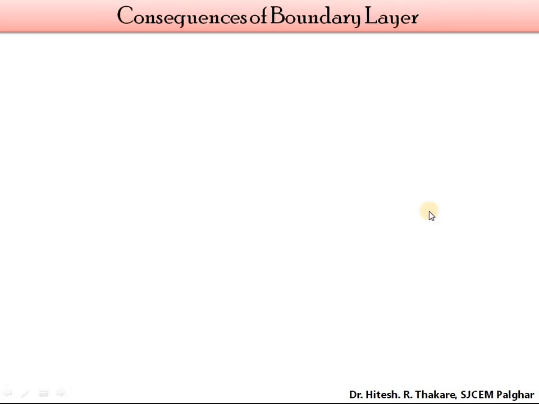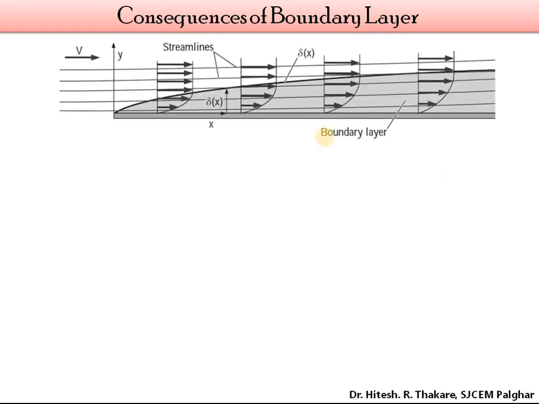Now we will come once again to the same question: why is the study of the boundary layer so necessary? We'll get back to the basics. The flow approaches the plate from the left side. The boundary layer develops. There is a velocity gradient. There is no-slip boundary condition. The velocity is 0 at this point and slowly it is increasing. Then this is the mainstream flow.